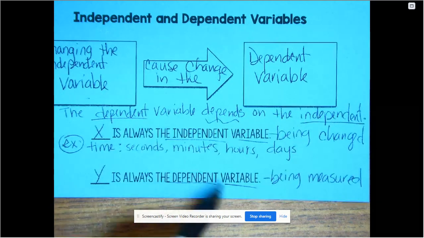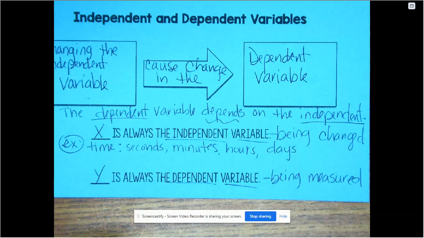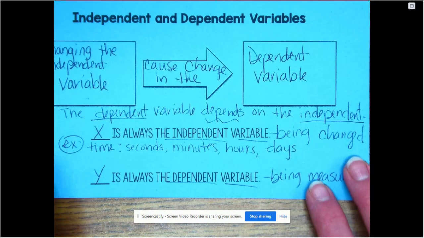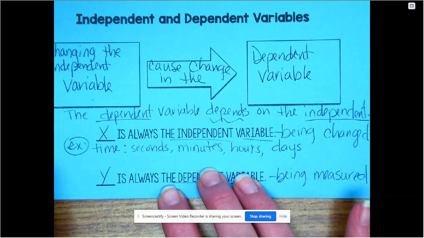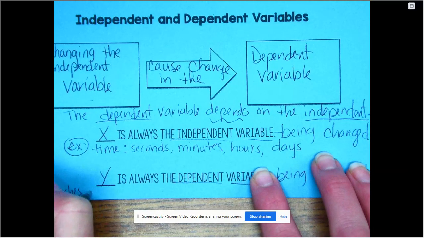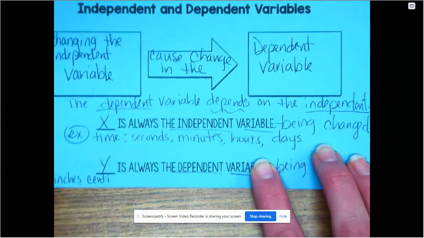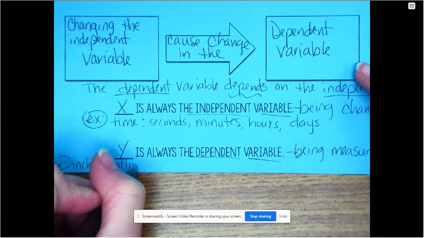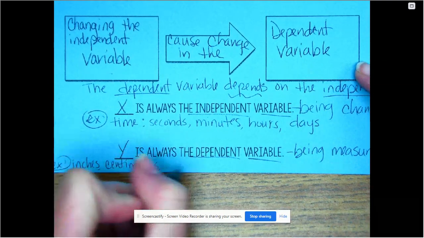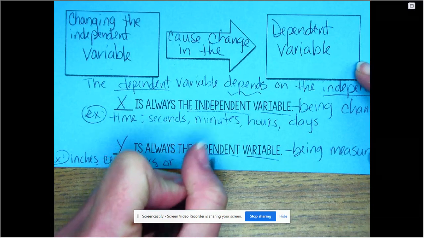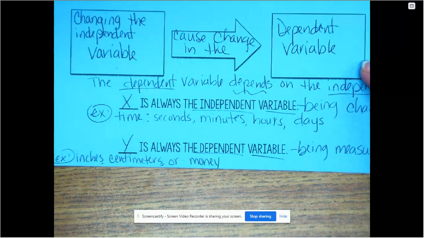Then y is the dependent variable. It depends on the independent. And because it's something being measured, some examples of this are inches, or centimeters, or money. Money is also a pretty good example.